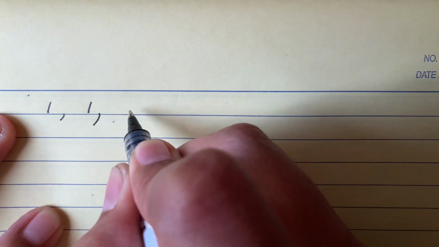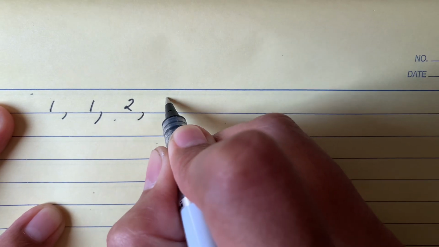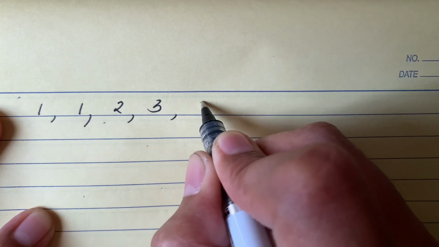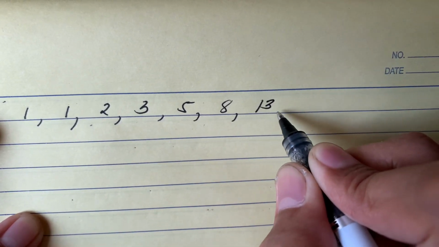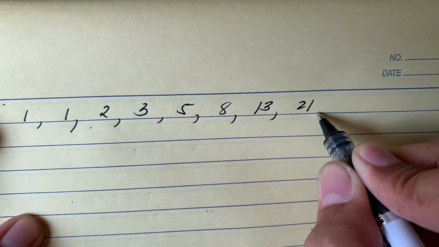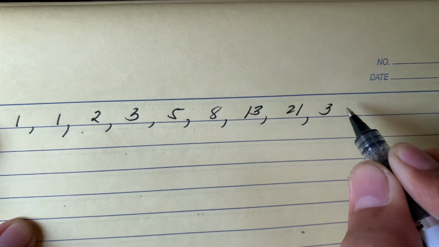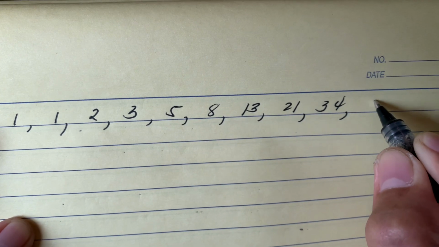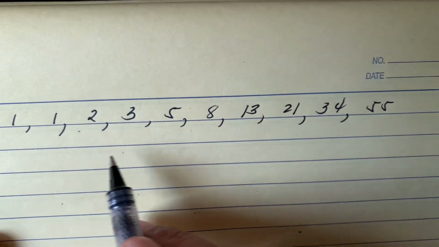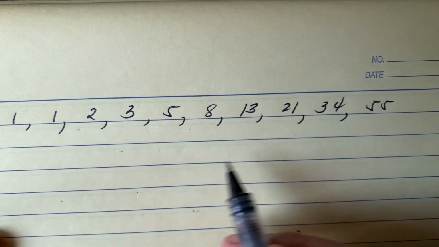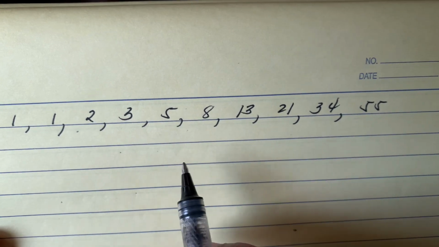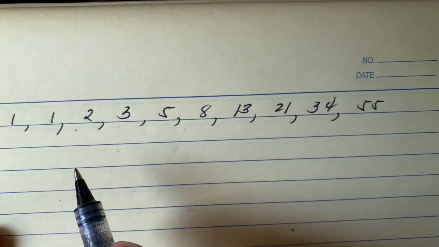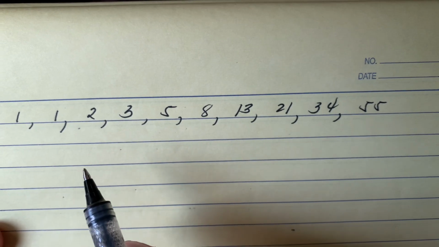So let's say we have here 1, 1, 2, 3, 5, 8, 13, 21, 34, and 55. So this is an example of a Fibonacci sequence, which means to say that the following terms of a Fibonacci sequence will only be obtained by getting the sum of the last two consecutive numbers.